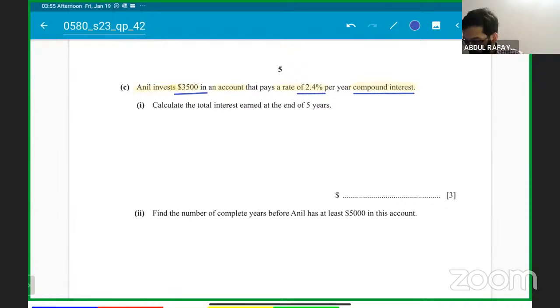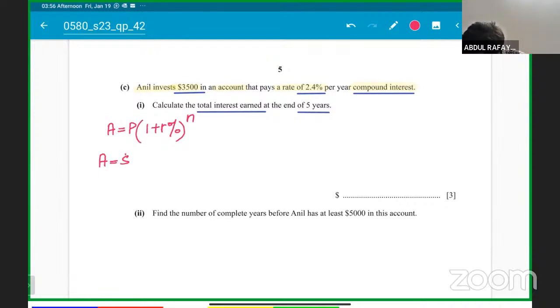Compound interest rate is 2.4, investing 3,500. Again, don't make the same mistakes again and again. They are not asking you the amount. They are only asking you the interest that is earned at the end of 5 years. Everyone should know the formula, that's why I'm writing formulas with every question. Amount equals principal times 1 plus the rate percentage, to the power of the number of years. We have the principal $3,500 invested at the rate of 2.4% for 5 years.